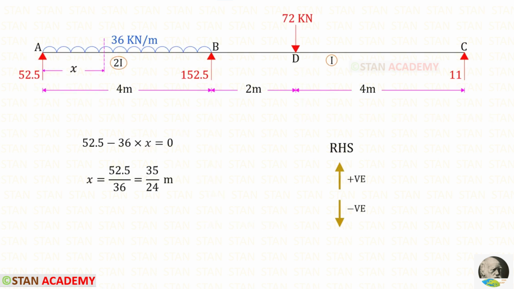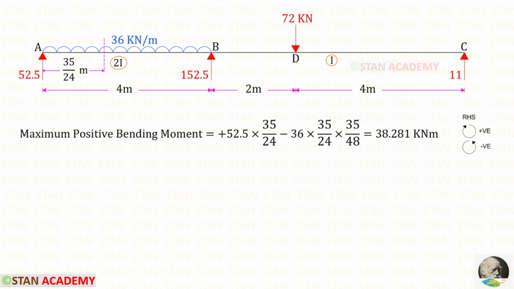You can see that at that point, I have made a section at a distance of x from A. We know that in this section, the shear force is 0. Using the right hand side rule, we can find the shear force. For x, we will get this. Now using the right hand side rule, we can find the maximum positive bending moment.